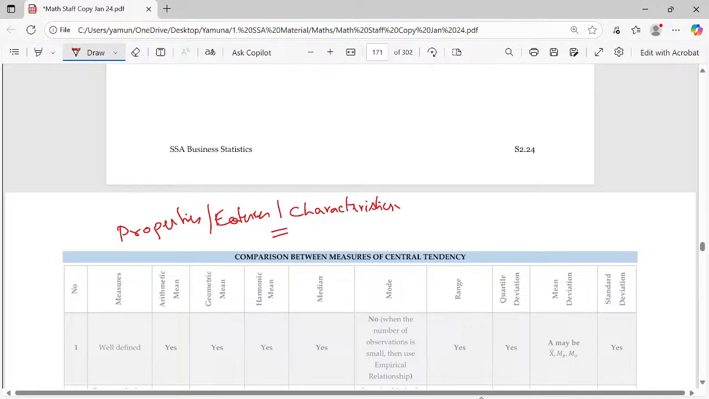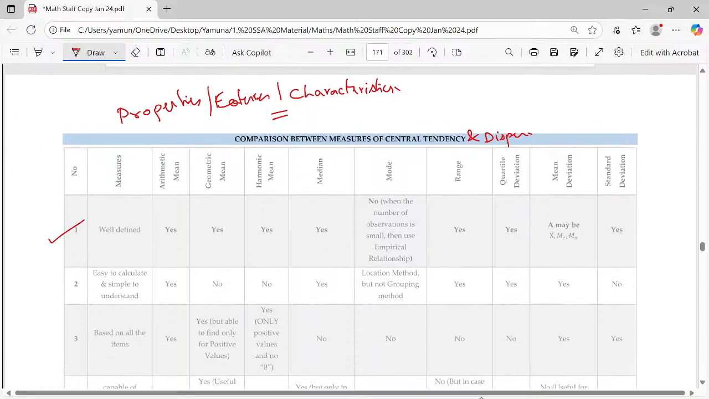Here, a slight correction: comparison between measures of central tendency and dispersion. First one, let me go in detail. Then I'll give you a small time gap so you can understand in a better sense.